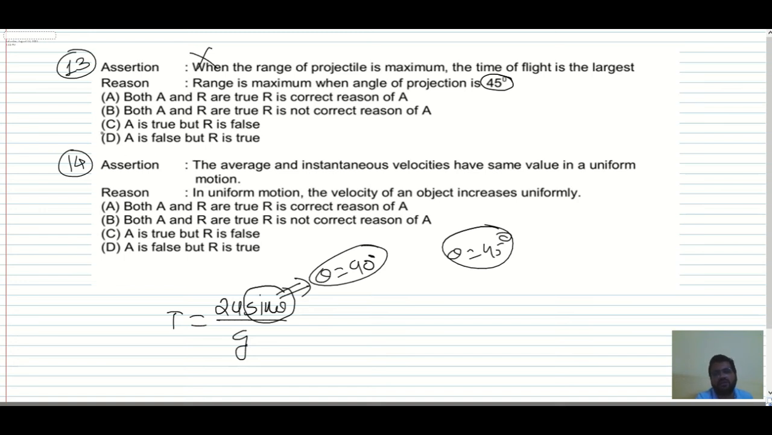That means A is false, but R is true. The average and instantaneous velocity have same value in the uniform motion. Correct. In uniform motion, the velocity of object increases uniformly. Wrong. So assertion is true, but the reason is false. That is C. So I hope this is clear. C will be the correct answer for this.